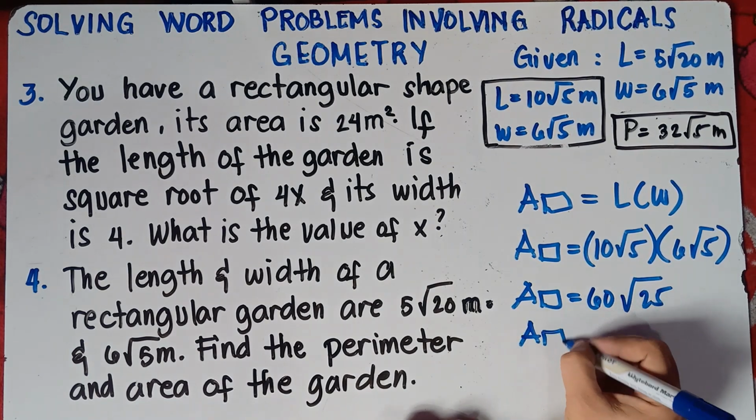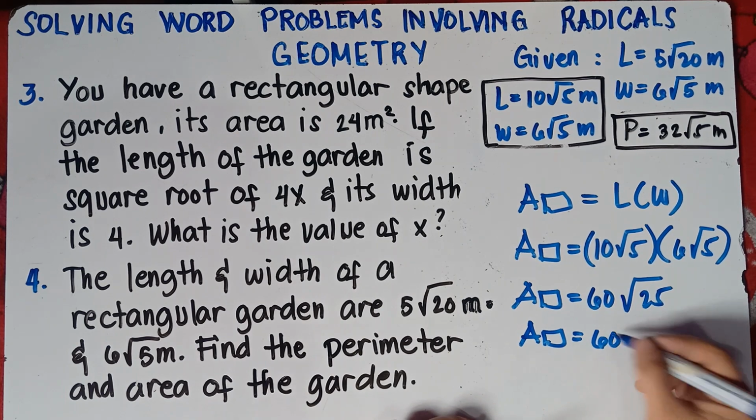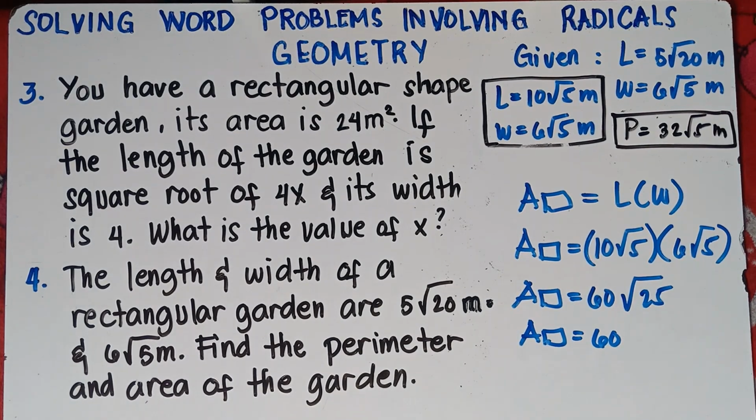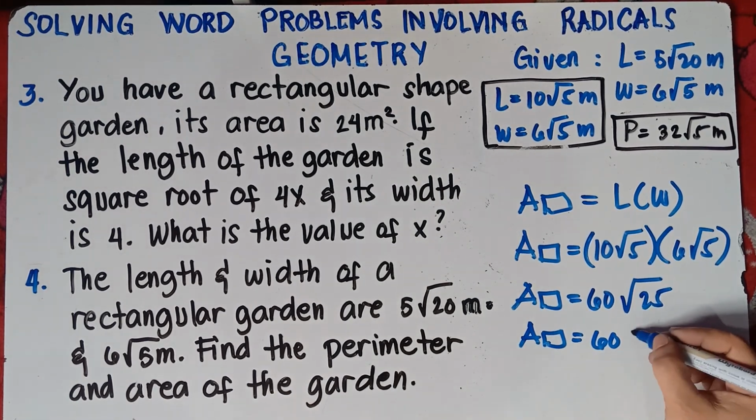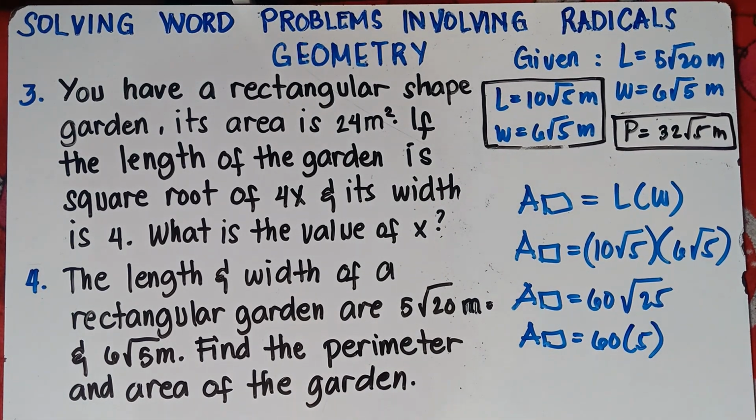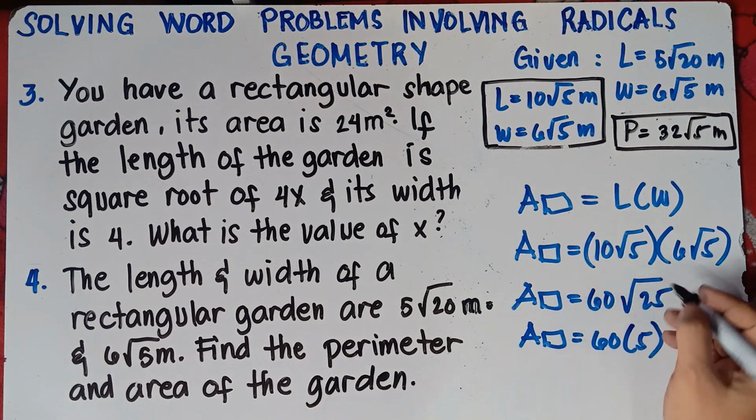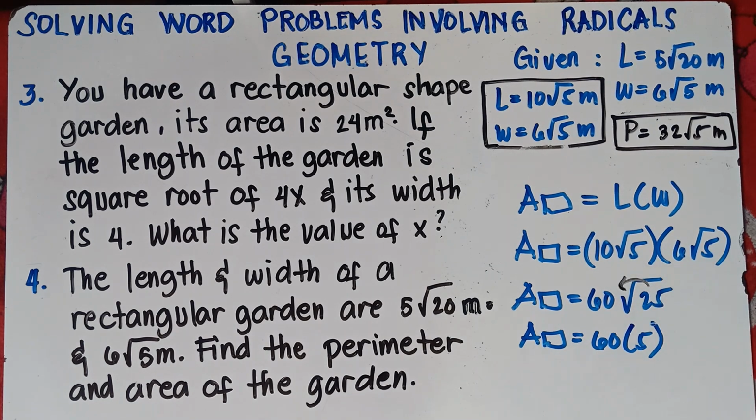In the area of rectangle, we have 60. The square root of 25, that is 5. You put it outside the radical symbol. You multiply it by 60. So this will be 60 times 5. So the area of rectangle, 60 times 5.